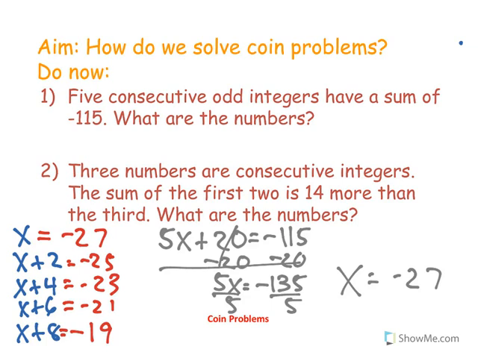Now, if you had made x the middle one, you're going to get x equals negative 23, and then when you go back and substitute into your expressions, you'll get the same 5 values. All right, so let's take a look now at the second one.